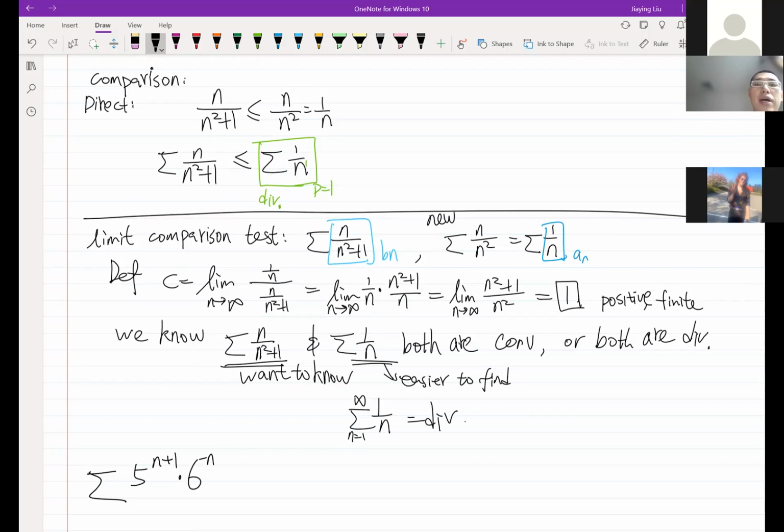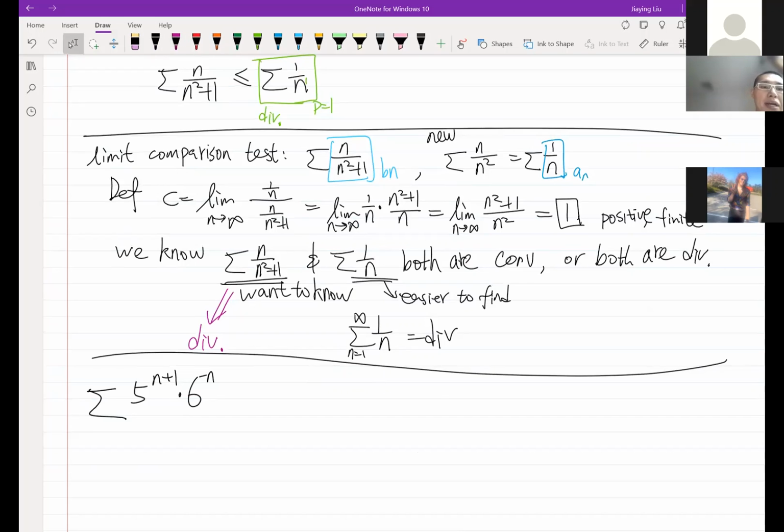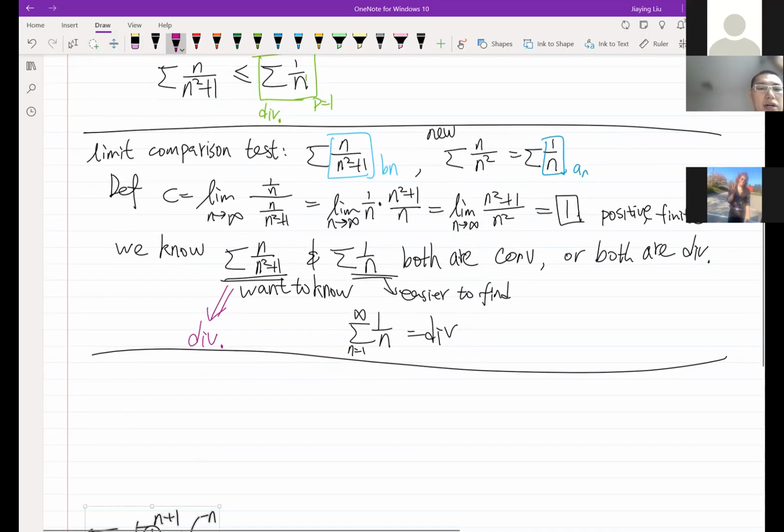Right, you can use it directly, but I'm just showing you two different methods. The first one is to use the direct comparison test, where we found out that the series 1 over n is divergent. The second is the limit comparison test. If we look at the limit comparison test, we use the fact that the series 1 over n is divergent. If that's divergent, then both of them are divergent, or both of them are convergent. Therefore, the one we want to know has to be divergent. So that's the limit comparison test, even though the direct one didn't tell us anything.